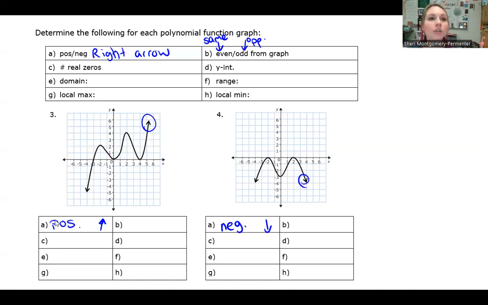So when I look at question 3, that one's pointing up. And then my first one is pointing down. Are these in the same or the opposite direction? Opposite. So that is odd.